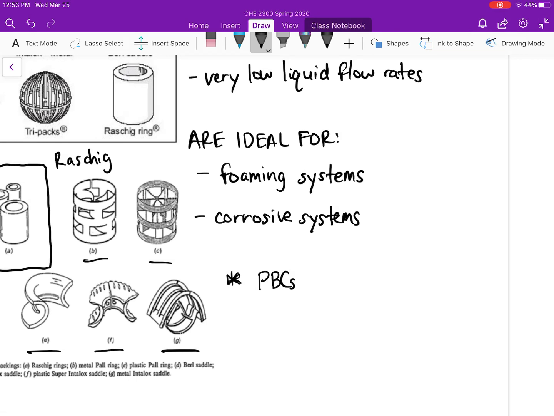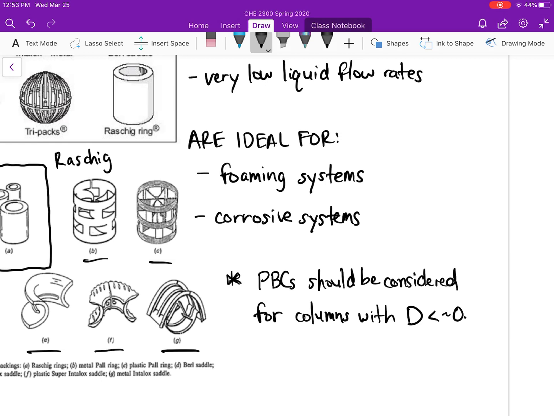Okay, so packed bed columns should be considered for columns with diameters less than about 0.6 meters. So somewhere on the order of 1 to 2 feet. If we're in that range in terms of the diameter of our column, then having a packed bed column is probably going to be the more ideal scenario.